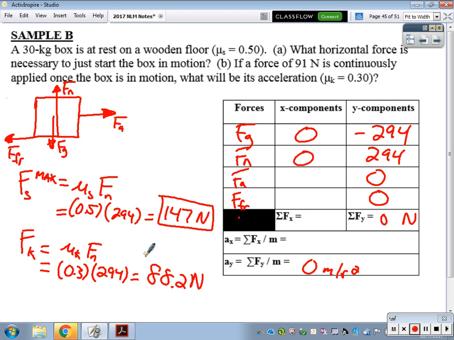According to our free body diagram then, if that is negative 88.2 newtons there, and we are applying 91 newtons of force, we can clearly figure out what that acceleration would be. I want you to just follow through the last two steps here to figure out what Ax would be. Shouldn't be any more than about 30 seconds worth of work. Go.